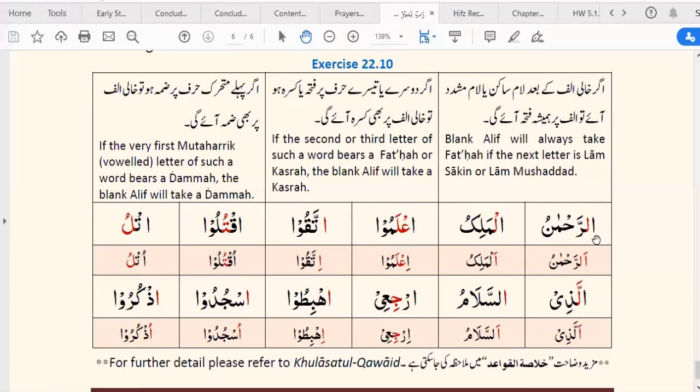If after blank alif you have a lam, the blank alif will always have a fatha sign. So even though there's no a or fatha sign on this, because there's a lam which is highlighted in red, because there's a lam after the blank alif, I'm always going to put a fatha or a sound on here. So this would be Ar-Rahman. And the same here. I have a blank alif. Which sign do I put in it? Oh, I will look ahead and I'll see a lam. So I know that a fatha has to go here.